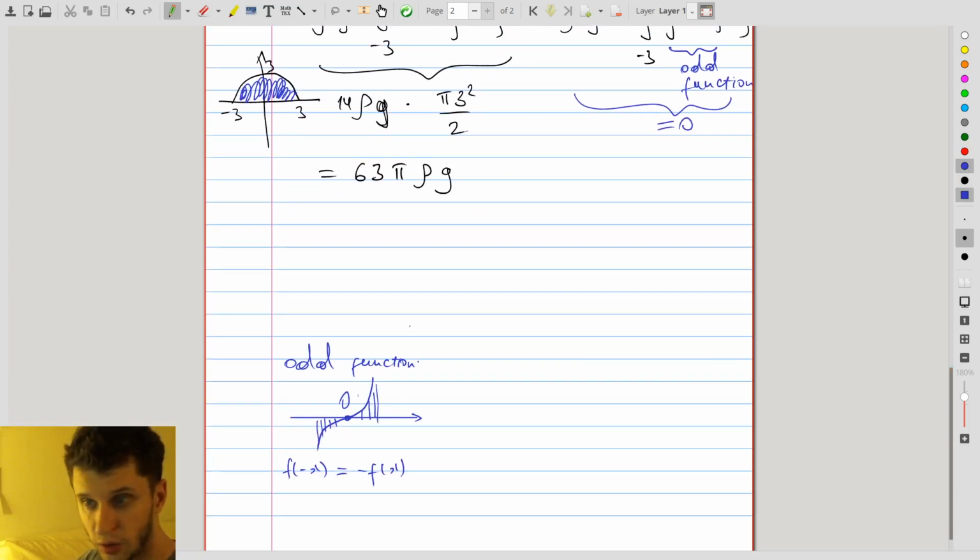There's also a way to use a similar property for the even function. Right, so what's an even function?